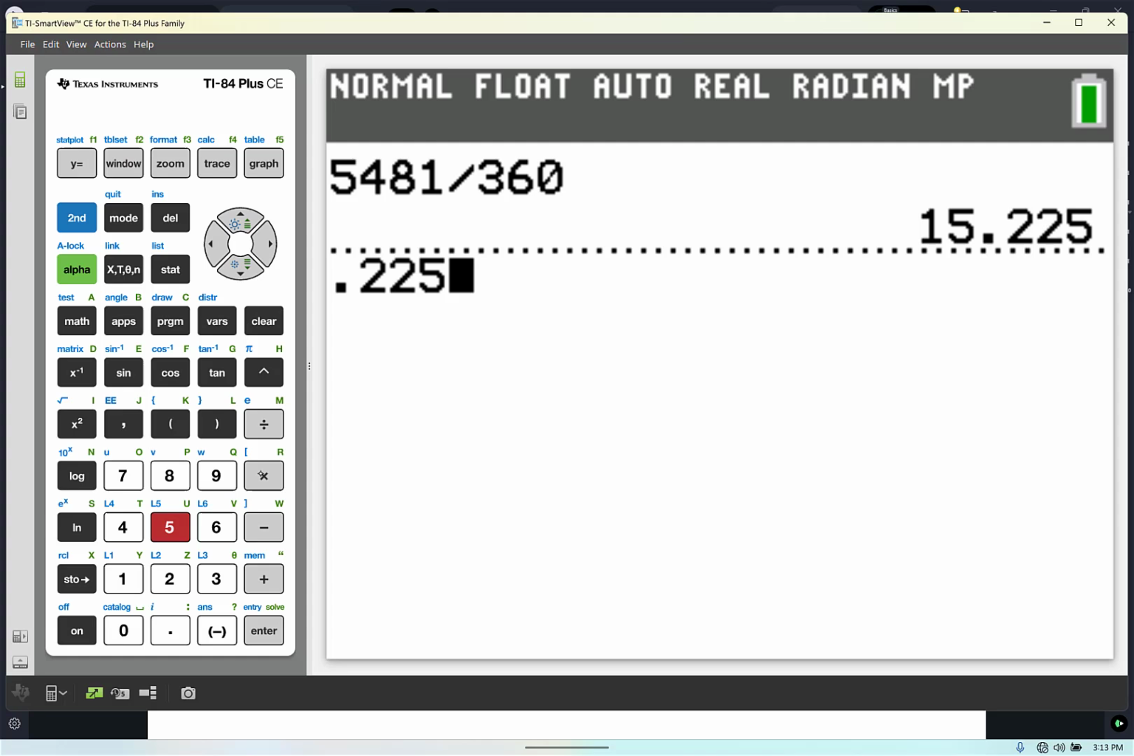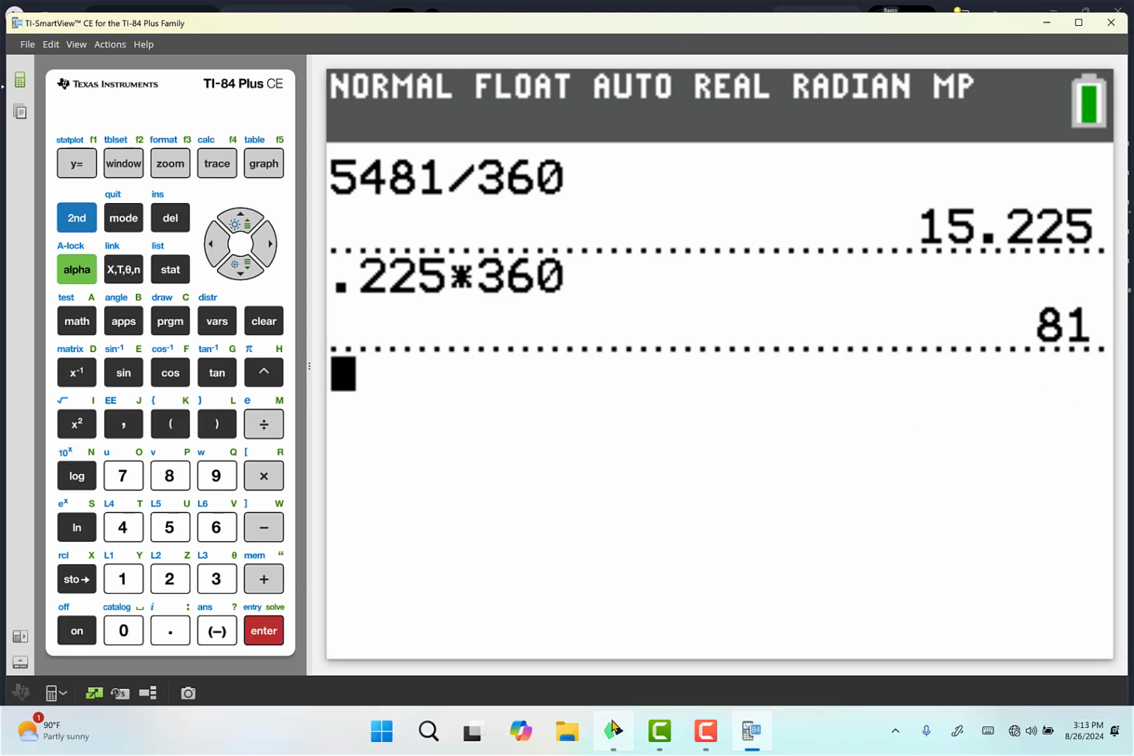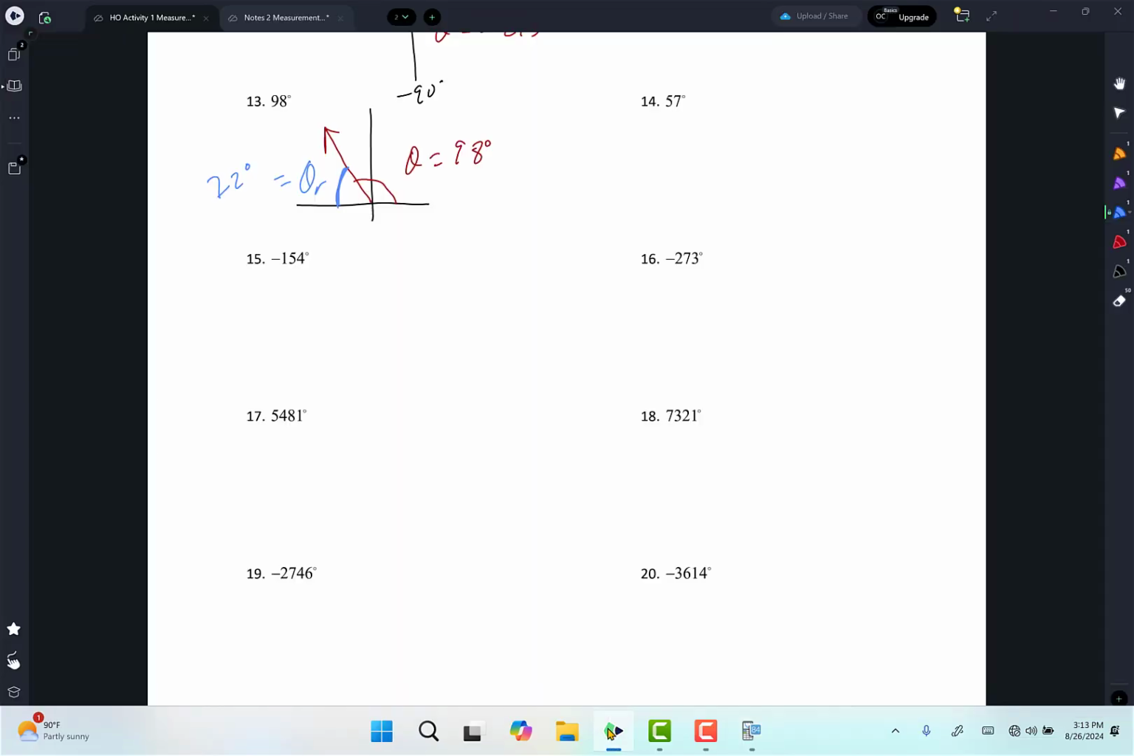And that means 22.5% of a revolution. I'm going to multiply that by 360. And there it is. I'm in quadrant 1. So this one, the 5481, I'm in quadrant 1. 81 degrees. And my reference angle is 81 degrees. I might want to show 5481 divided by 360, what was it, 15.225? And then I took that 0.225 and I multiplied it by 360, and that's how I got that 81 degrees. Cool or not cool? You think we can do this?